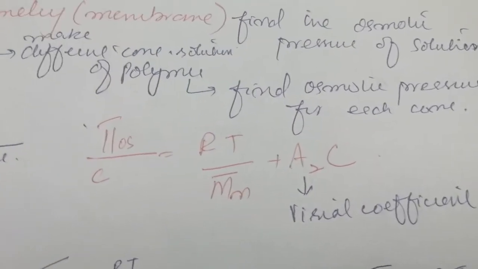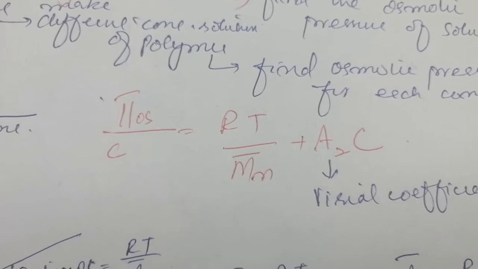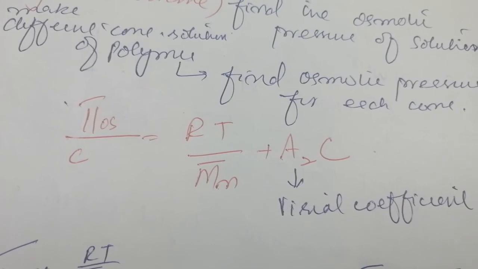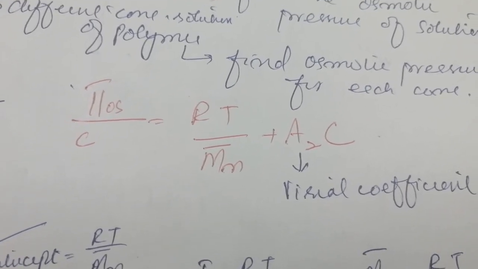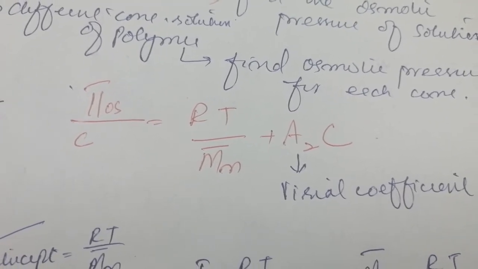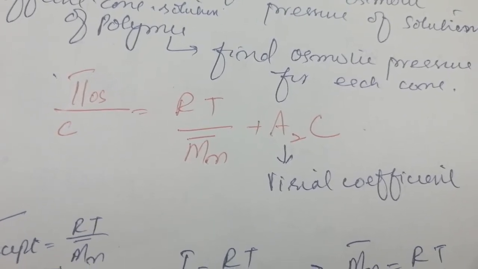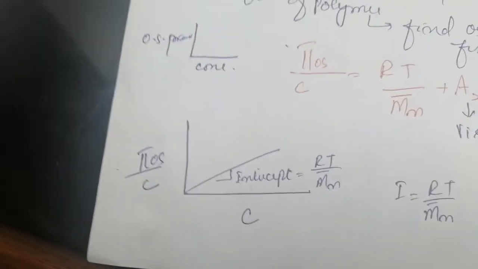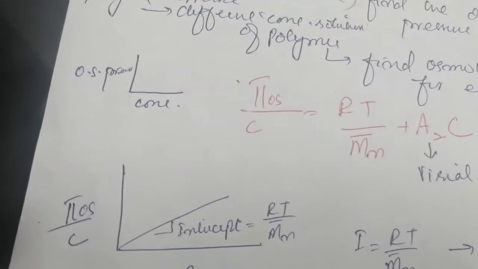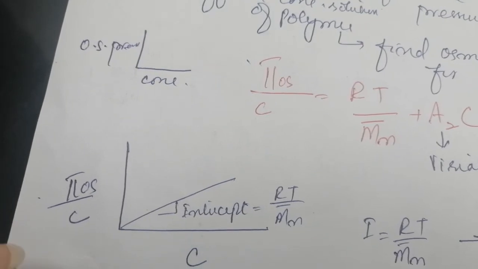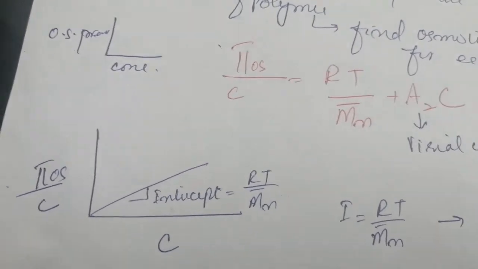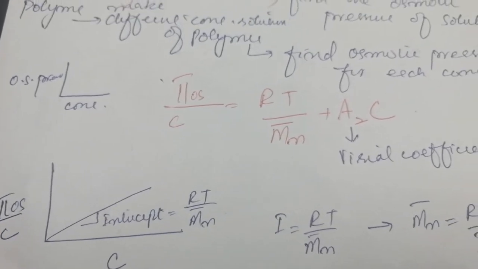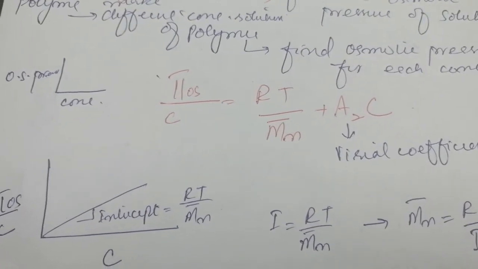And so we are using a specific relationship for it. Osmotic pressure divided by concentration is equal to RT over the number average molecular mass plus A2 times C, okay? And A2 is the virial coefficient and C is the concentration, right? We are drawing the graph between osmotic pressure divided by concentration versus concentration, and we will get the intercept, and the intercept is equal to RT over the number average molecular weight.